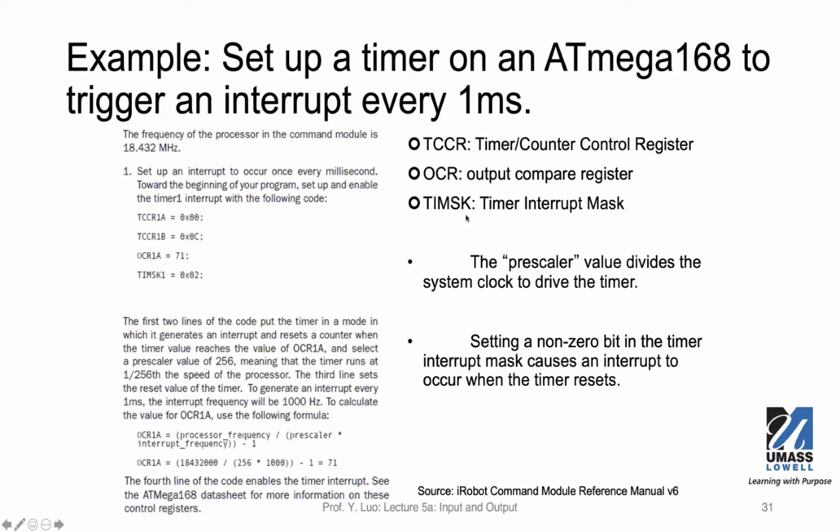Timer interrupt mask is another control register you can use to enable or disable the interrupts for the timer particularly. We're going to be using a term called prescaler value. You will see how we use that. But essentially, this is the value to divide the system clock so that we can use a much slower clock to drive the timer.